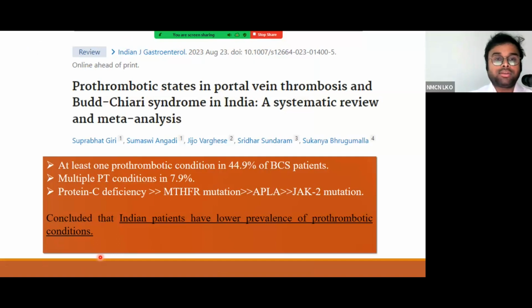Whereas a systematic review and meta-analysis in India showed one prothrombotic condition in only 44% as compared to 84% in the Western population. Multiple prothrombotic conditions were just seen in 7.9%. And of the various prothrombotic conditions, protein C deficiency was the most common, followed by MTHFR mutation, APLA, and JAK2 mutation. It was concluded that Indian patients have lower prevalence of prothrombotic conditions as compared to the Western literature.